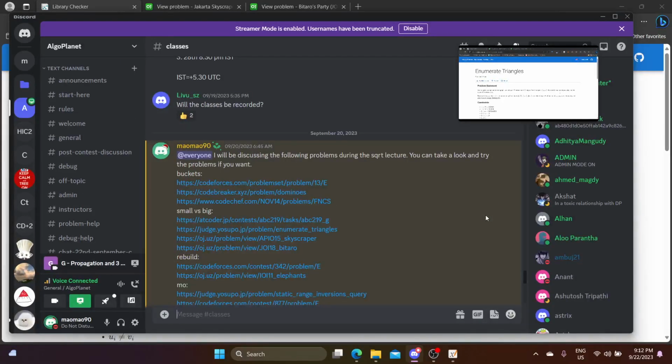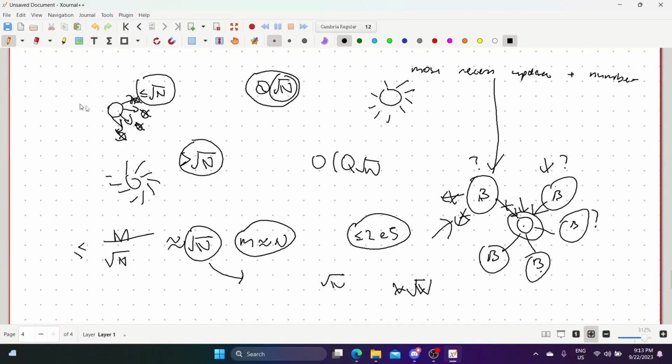Okay, since there are no questions, we can move on to the next one, enumerate triangles. Basically, for all three vertices which are connected by edges between every pair of them, we want to find the sum of x_A times x_B times x_C. The idea behind this problem is that the number of triangles is only O(m square root m), and we can prove that using small versus big.